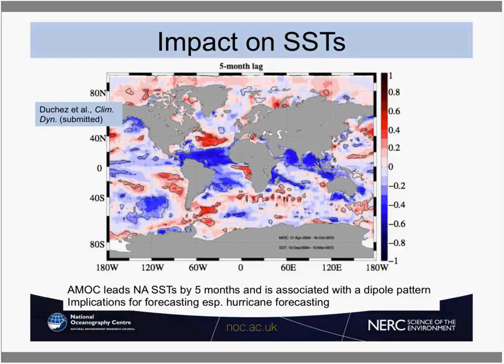And she sees that AMOC leads North Atlantic sea surface temperatures by 5 months, and it's associated with this dipole pattern that you can see here, particularly cooler SSTs to the south and warmer SSTs over the subtropics. Cooler SSTs are occurring in a region where you get large hurricane formation. So the implications for forecasting, that you've got something that might predict these SSTs 5 months in advance, really is a major element.